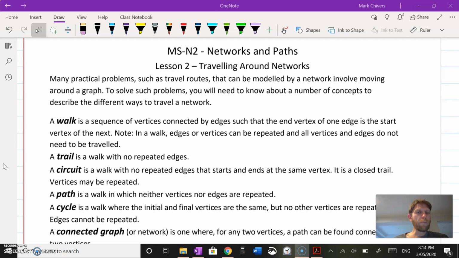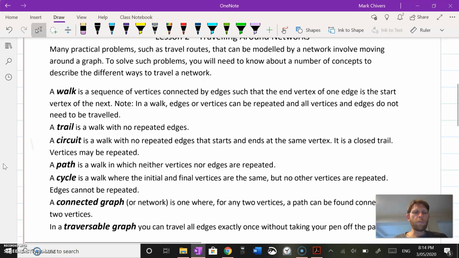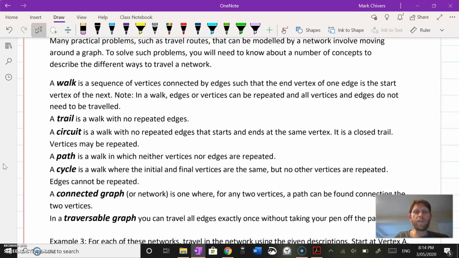There's sort of multiple choice question fodder, or maybe in a multi-part question it might be the very first part of that multi-part question. So make sure you understand what each of these terms mean. You need to be able to quickly explain the difference between a trail and a path, that sort of thing. Okay, so here's all our main terms that we're concerned with, but particularly the first five.